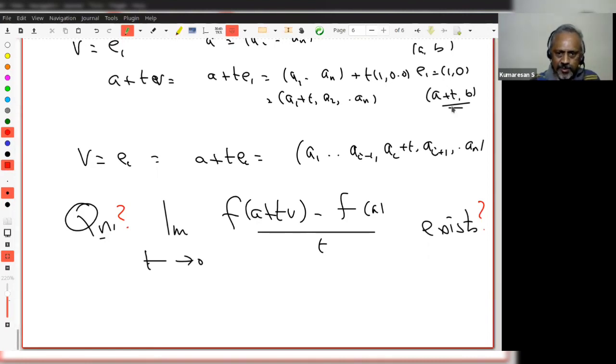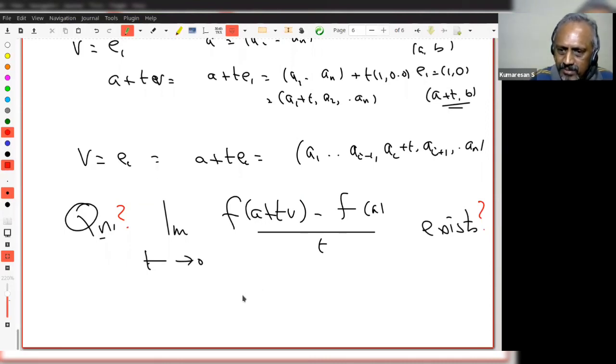If f is differentiable at a, do you think the limit will exist? How many of you can answer? Just intuition. We need a proof. We will give a proof. Do you think the limit will exist or it will not exist? Bhavana? It will exist, right? Yes, you sir. How many of you think the limit will exist? Let's see.